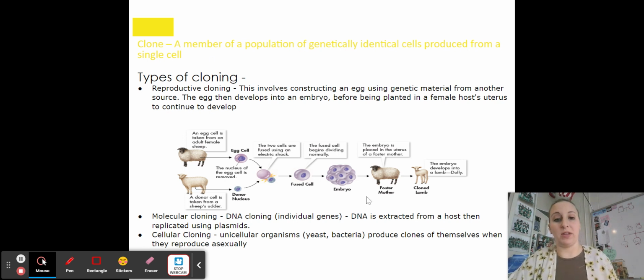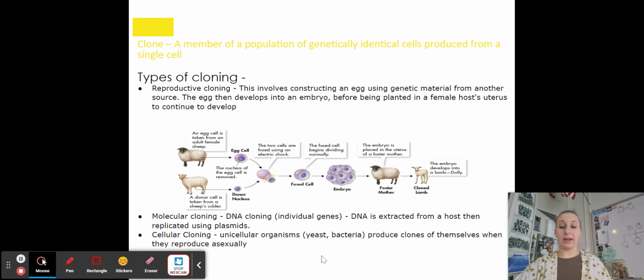So this was the case with Dolly. Dolly was the first cloned organism that survived. In this case, the egg cell is taken from an adult sheep, and a donor cell is taken from a sheep's udder. They combine them together, they fuse them, and they make the embryo. The embryo is implanted into the mother, and the mother has the cloned lamb. So this cloned lamb will be the exact same as the donor cell. So this lamb is the exact same as this sheep.